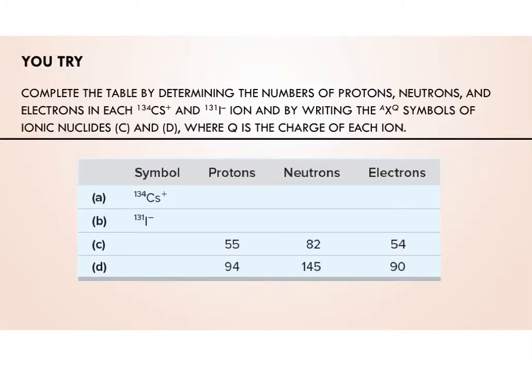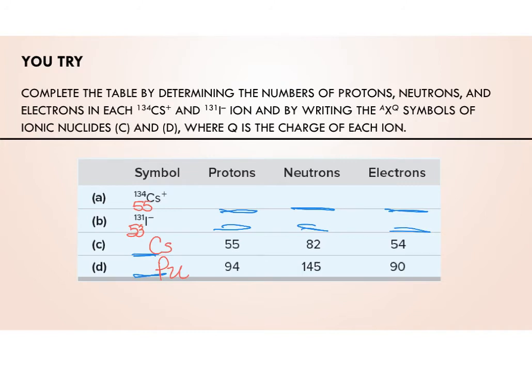Alrighty, so here's one for you to try. This is a real common problem when you're learning ions and isotopes, just to get a handle on the subatomic particles. So fill in the missing blanks, telling the number of protons, neutrons, and electrons, and the symbol for each of these items. You're going to need your periodic table so that you can identify what element it is. So turn off the video and come back when you're done and compare answers.